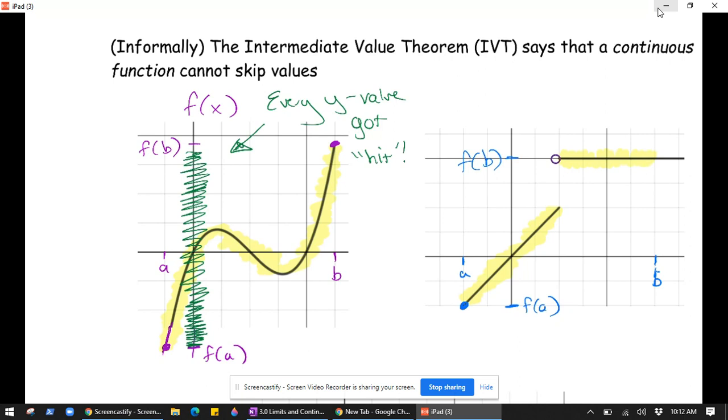And so we can see that there are some y values that didn't get hit, right? These y values did not get hit. There are no x values that produce outputs for any y value in that window. So I'm just going to note these y values didn't get hit.